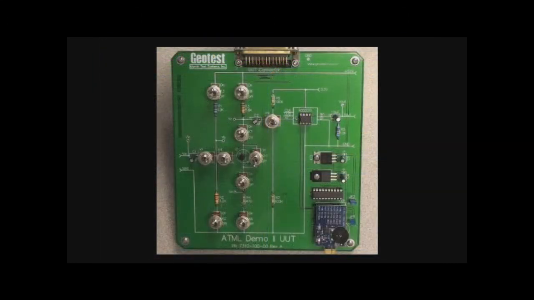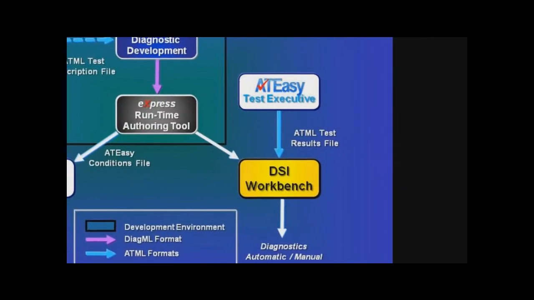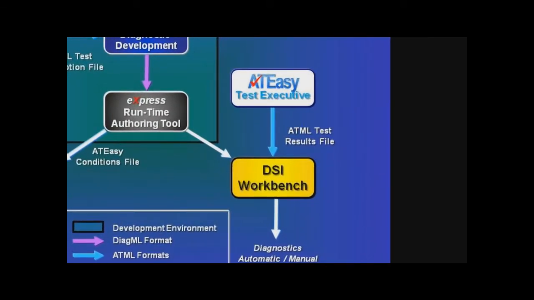We will now inject a failure using the UUT's onboard switch to generate a fault. In this case, we will inject an open condition on resistor R2. We will now repeat the test executive's run and generate the ATML test results, again indicating exactly which test passed and which test failed during the execution of the test program.